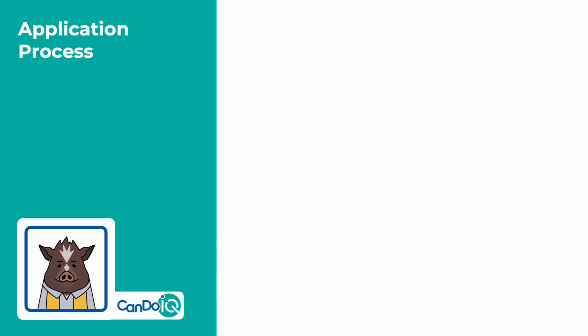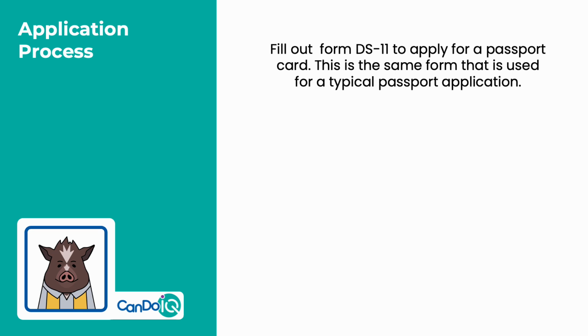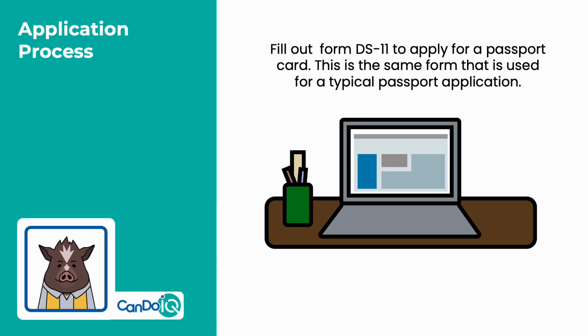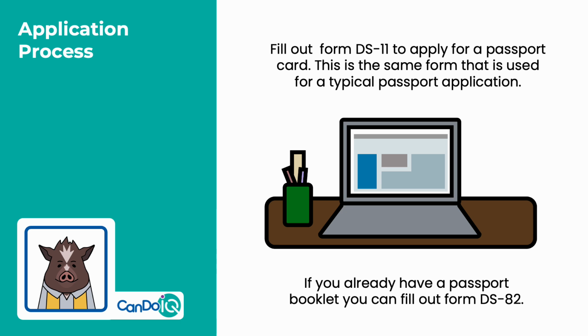To apply for a passport card, you must fill out and submit the same form used to apply for a passport booklet, Form DS-11. If you already have a valid U.S. passport booklet and would like to get a card too, you can print out Form DS-82 and apply by mail, as long as your booklet is undamaged and was issued when you were 16 or older and within the last 15 years. The only difference is that the price is lower when applying for a passport card.